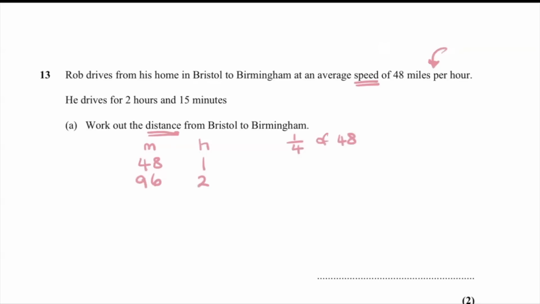And again, we'll just divide by the bottom, times by the top. So 48 divided by 4 is 12. There's no need to times 12 by the 1 as it won't change it. So we're going to add that onto our 96, and we get our final answer of 108.